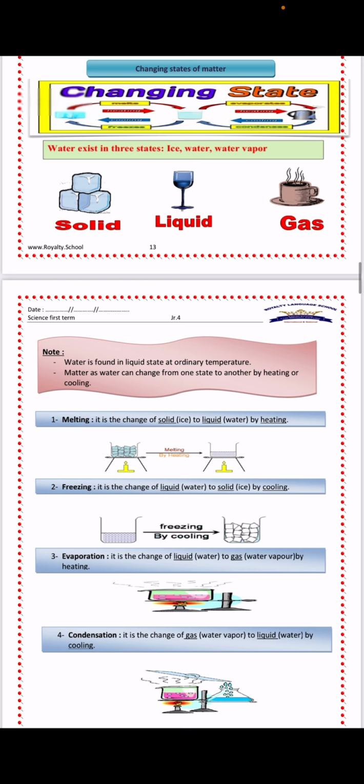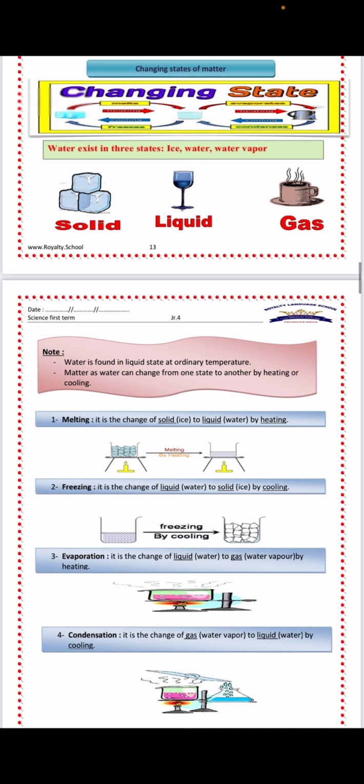So is the piece of ice solid, liquid, or gas? The piece of ice is solid. When I put it on the flame, it changed into water, which means it changed into liquid. So the solid can change into liquid by heating, and this process is called the melting process.